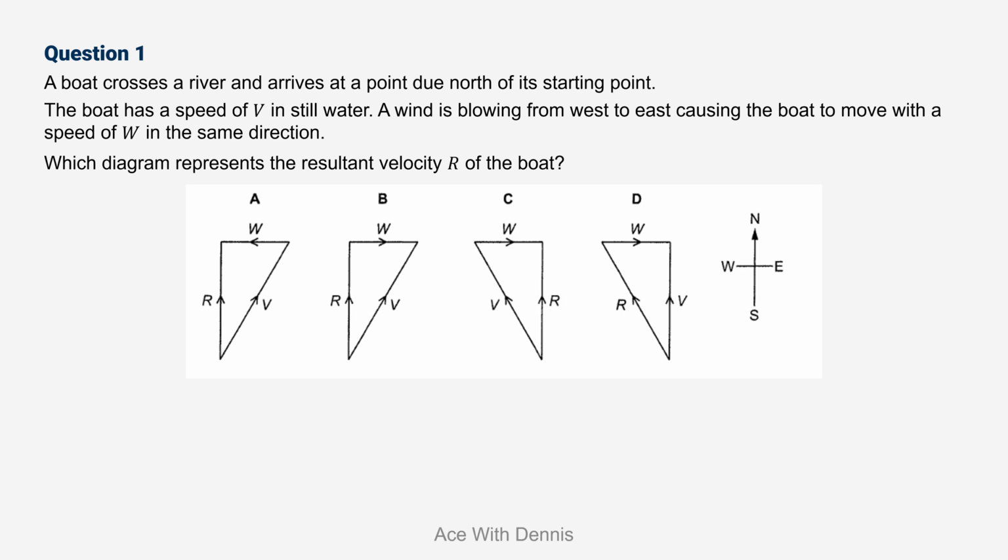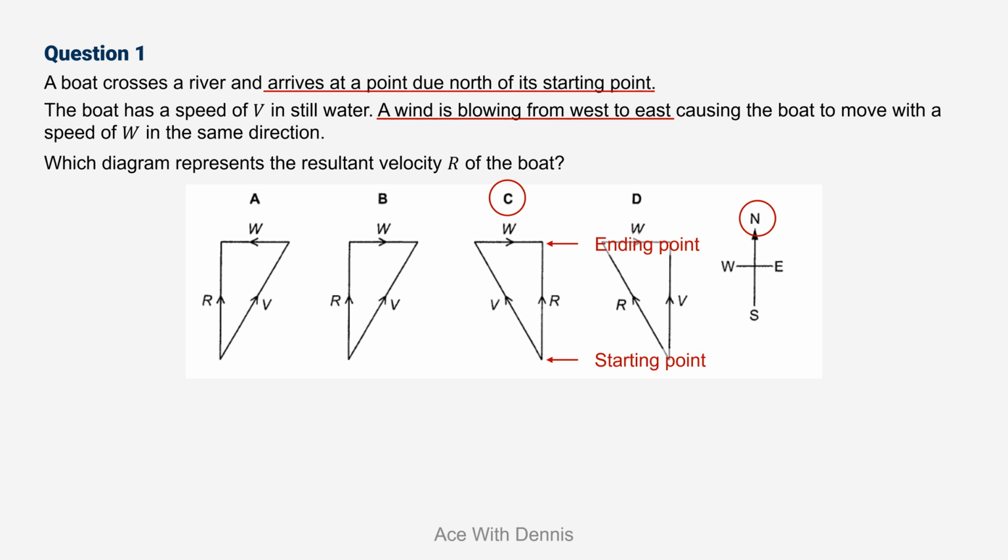So here are the diagrams. The answer for this question will be C. Alright, now why C is the answer? Let's study the question. The first sentence tells us that the boat arrives at a point due north of its starting point. So in diagram C, this is the starting point and this is the ending point. So the ending point must be due north of the starting point.